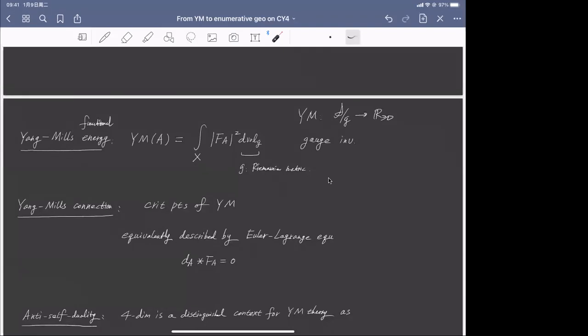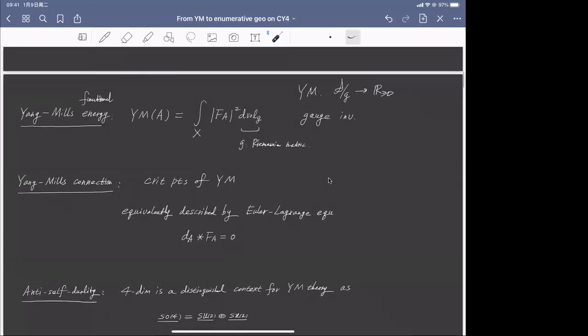So we do variations of this thing, and we want to find the critical points. The critical point of the Yang-Mills energy, this Yang-Mills functional, is usually referred to as a Yang-Mills connection. So this is basically a connection A satisfying this Euler-Lagrange equation. We have the curvature of A, and we apply this star operator. This star is the Hodge star operator.